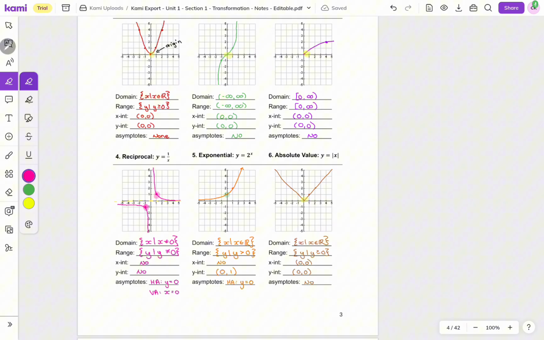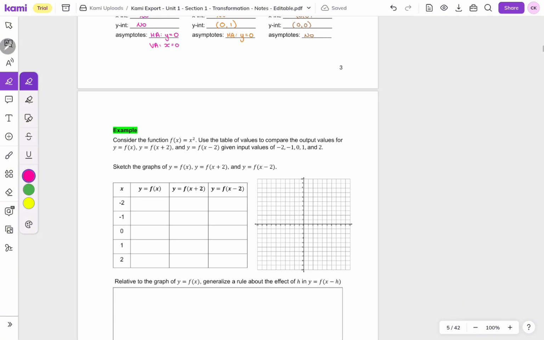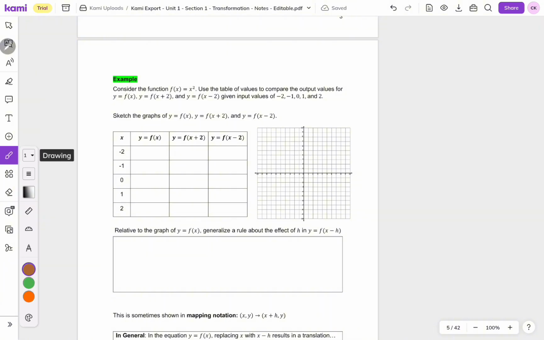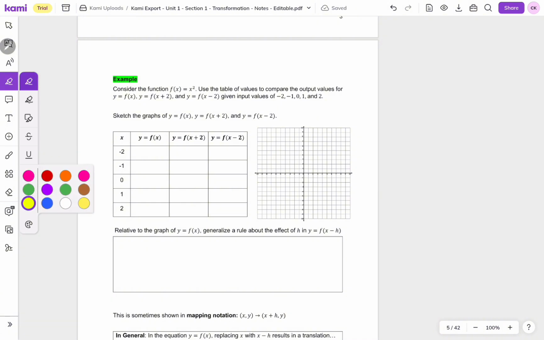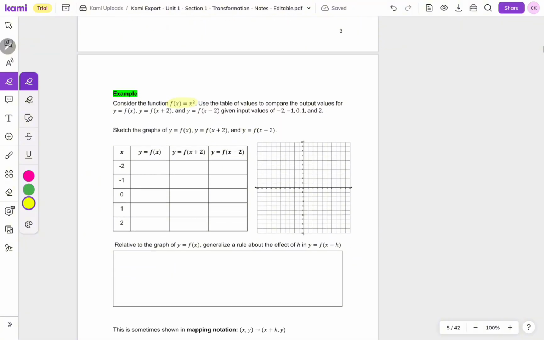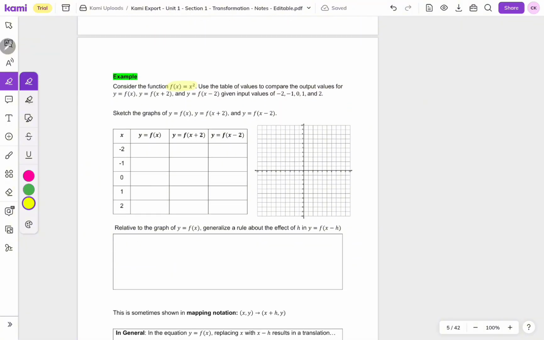Alright, so now let's start manipulating these parent functions. So it says, consider the function f of x equals x squared. So we are defining ourselves a specific function, and our specific function is x squared. So that means we're going to be referring back to this parent function here. It wants us to use the table of values to compare the output values for y equals f of x to y equals f of x plus 2 and y equals f of x minus 2, with the inputs of -2, -1, 0, 1, and 2. And it wants us to sketch the graphs.